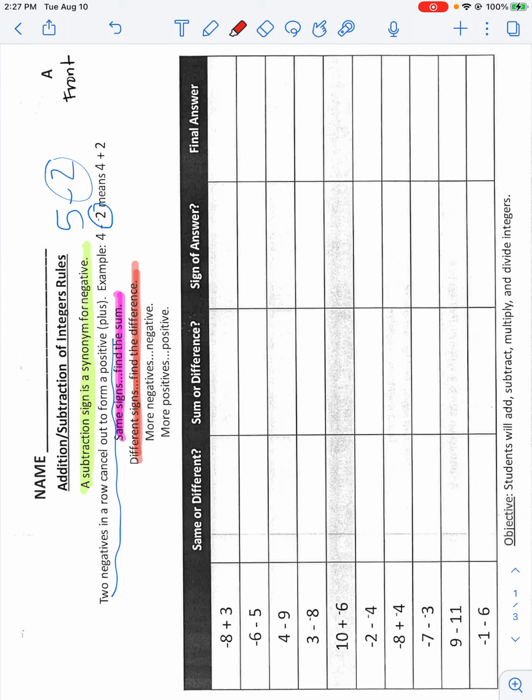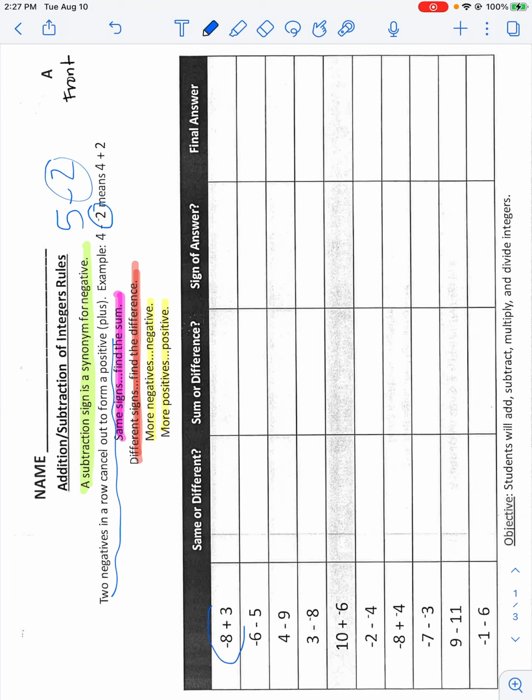How do you determine if your answer is going to be positive or negative? If you had more negatives in the problem, your answer is going to be negative. If you have more positives in the problem, your answer is going to be positive. Okay, so I realize that was a lot of rules to think about and to hear. We're going to go through each one and practice each one as we solve these problems together.